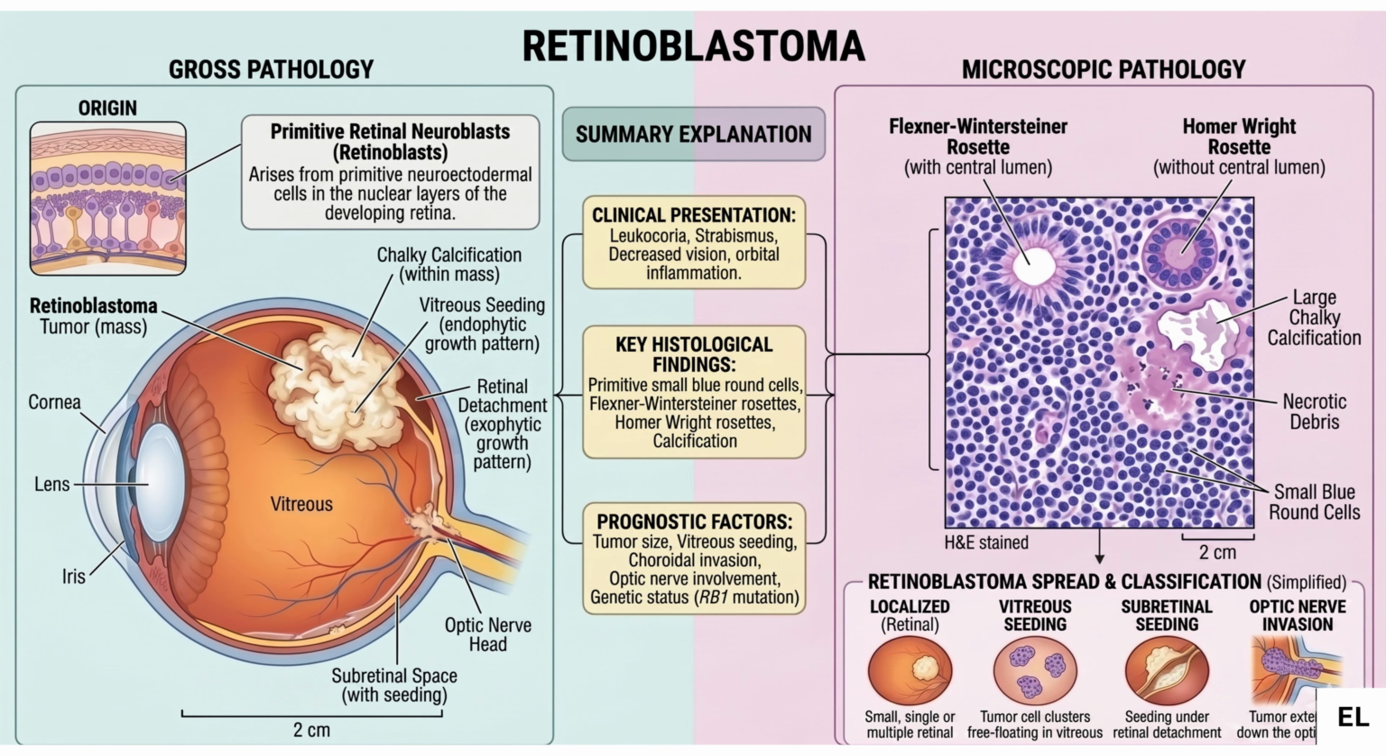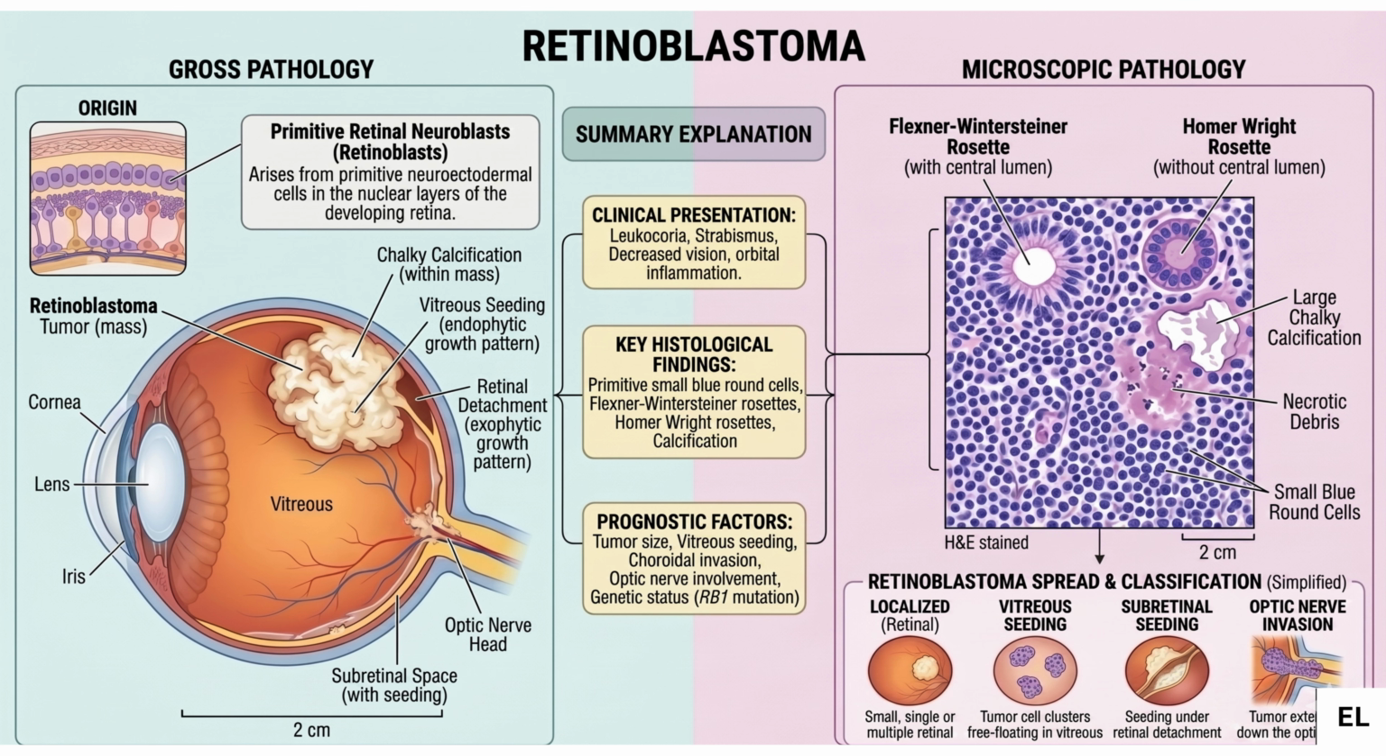Another structure that may be seen is the Homer-Wright rosette. Unlike the Flexner-Wintersteiner rosette, the Homer-Wright rosette lacks a true central lumen. While Homer-Wright rosettes can be found in retinoblastoma, they are not specific and may also occur in other pediatric tumors such as neuroblastoma. The image also demonstrates areas of necrosis and large chalky calcifications. Tumor necrosis occurs because rapidly growing malignant cells outgrow their blood supply, while calcification develops within necrotic tumor tissue. Together, small blue round cells, rosette formation, necrosis, and calcification form the classic microscopic picture of retinoblastoma.